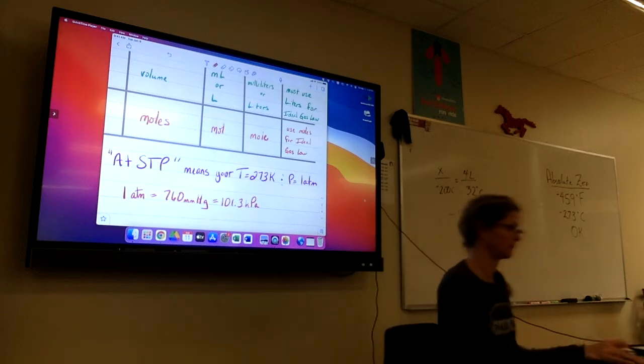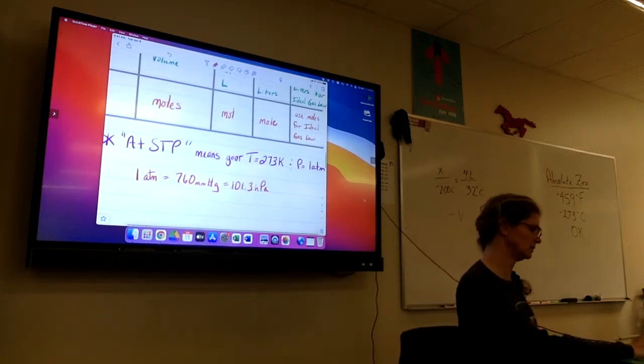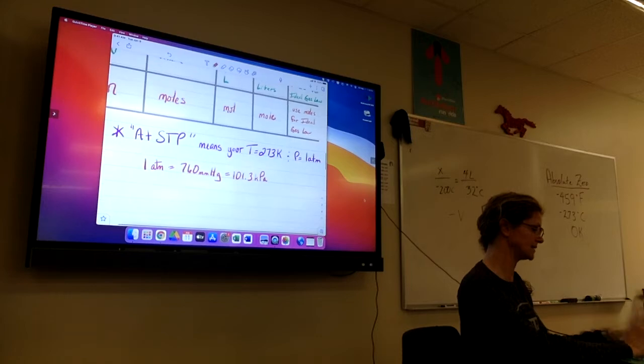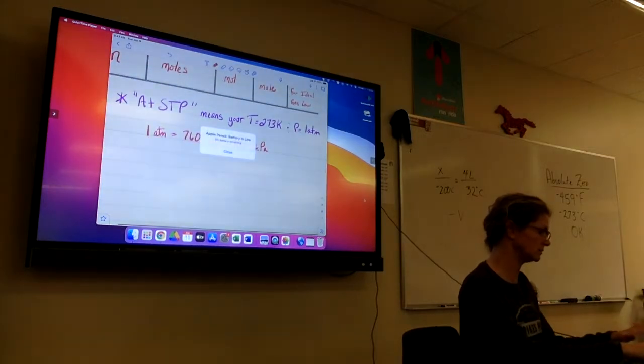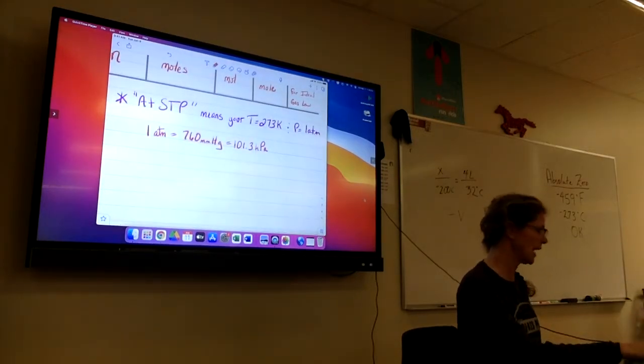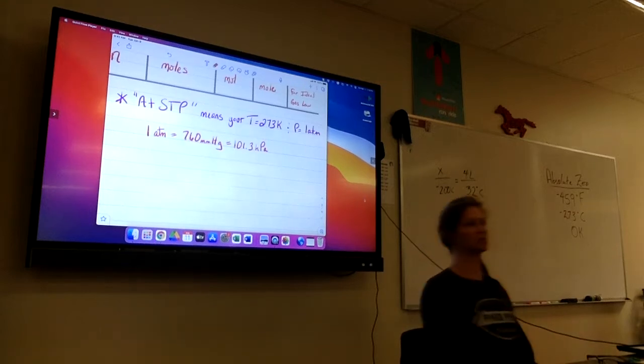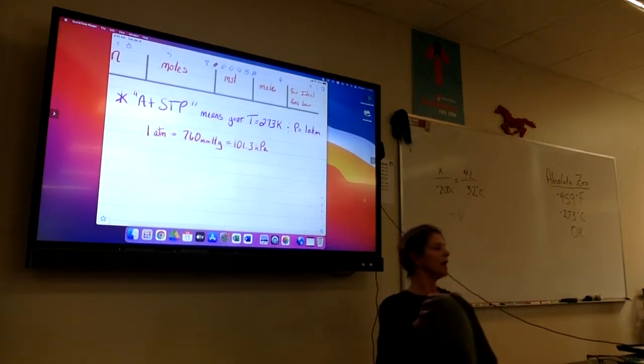Okay. So that's the table. Let's talk about this. At STP means your temperature is 273 degrees Kelvin and your pressure is 1 atm.